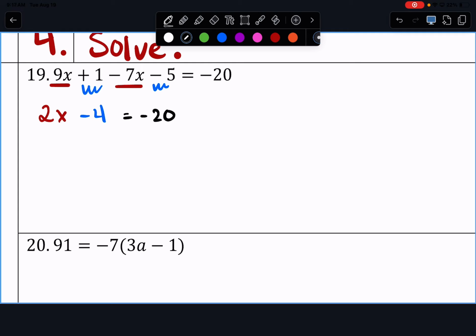Are my variables on one side? All right, then I just solve it. So what do I need to do to solve this? Add 4 on both sides. So what is negative 20 plus 4? So negative 16. Now we have 2x equals negative 16. How do I solve that? Divide. And x does equal negative 8.